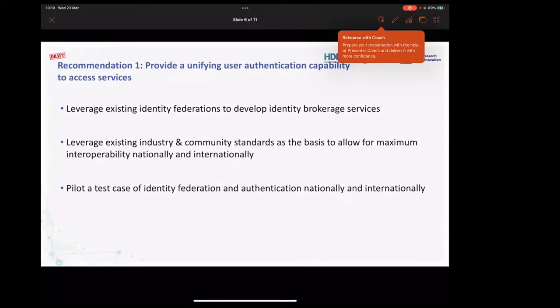Leveraging international, the UK 4 nations approach so that we can leverage those standards both nationally and internationally as well. Science is global, research is global, so our ambition to build an infrastructure should be accessible for international research to benefit UK populations as well. And I think the core recommendation of phase 2 and phase 3 is to build a test case of identity federation authentication, both nationally and internationally as well.